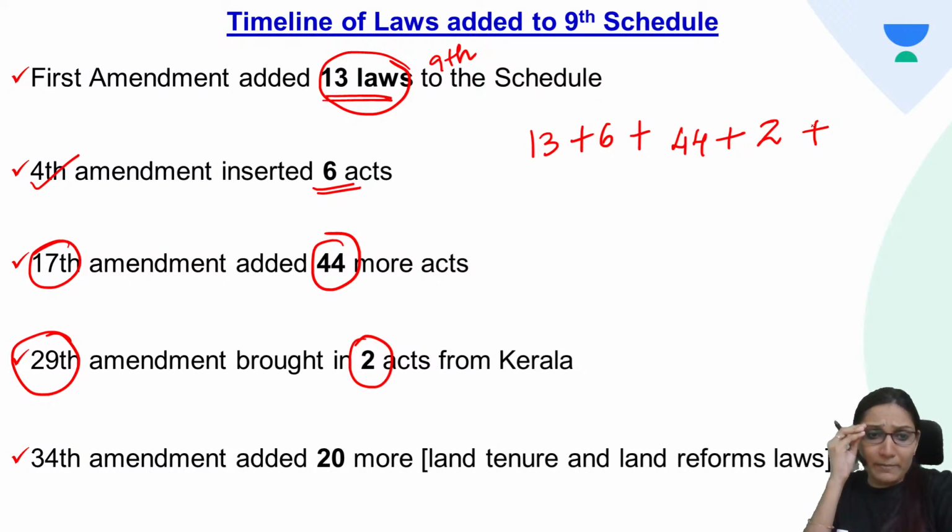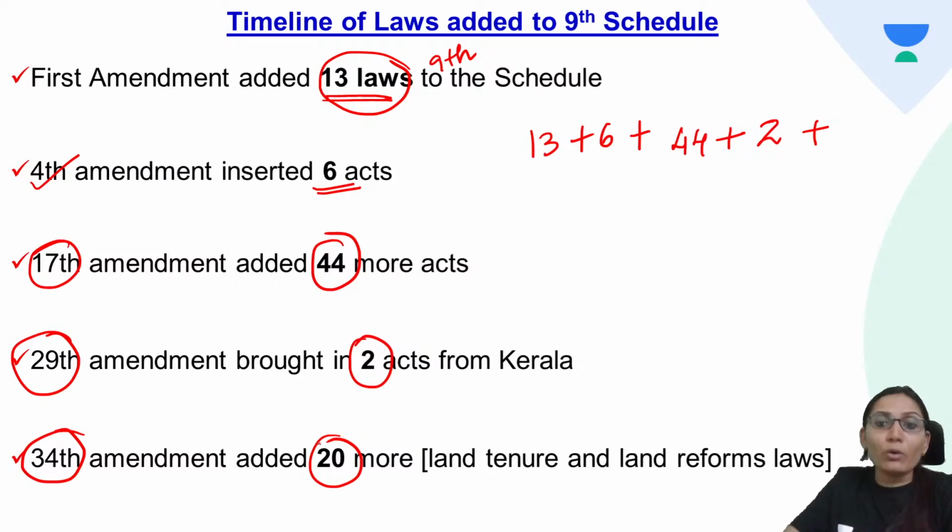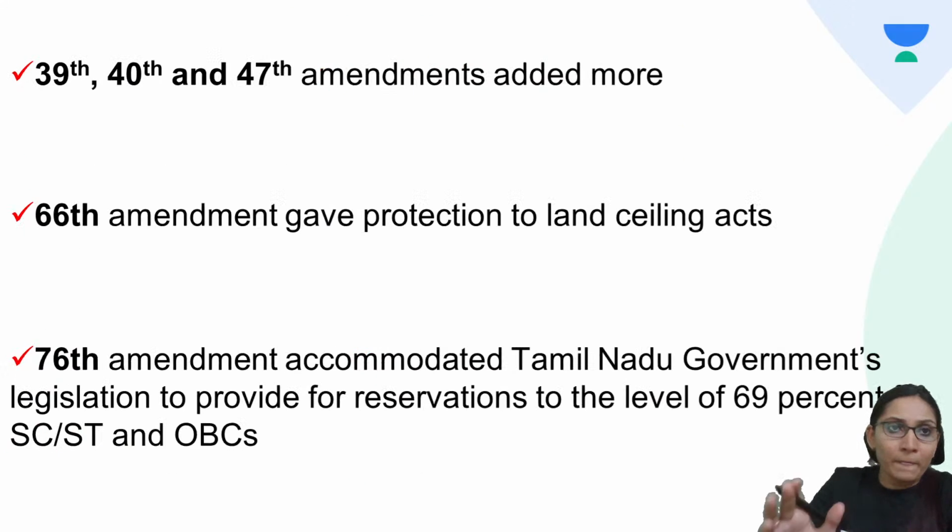Now, the 34th Amendment added 20 more laws, which were related to land tenure and land reforms. The 39th, 40th and 47th amendments again added more and more laws into the 9th schedule.